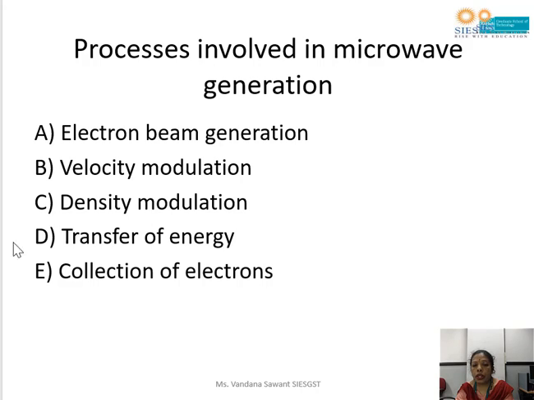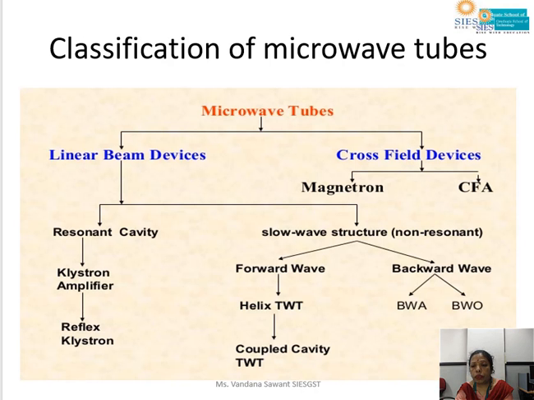Along with this, there is another differentiation of the various tubes available for the generation of a microwave signal: linear beam tubes or crossfield devices. Linear beam devices are also called O type tubes, and crossfield devices are also called M type tubes. In linear beam devices, the DC electric field and the focusing magnetic field are both parallel to each other, so they are called linear beam devices, and also O type tubes.